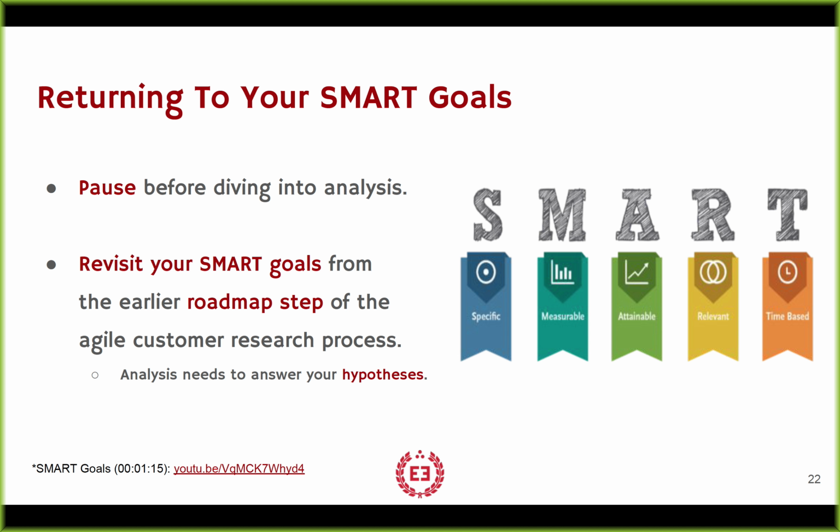You need to go back to your SMART goals, which this lecture assumes you've already done. You can go learn how to do SMART goals at that link that's there in the bottom left. But the reason for revisiting your SMART goals at this point is that you had in there very specific hypotheses, things that you said you were going to answer. You also had in there what you said you would do with those answers. Those 2 things should frame how you approach the analysis. You should only do analysis that is going to answer one of those hypotheses.